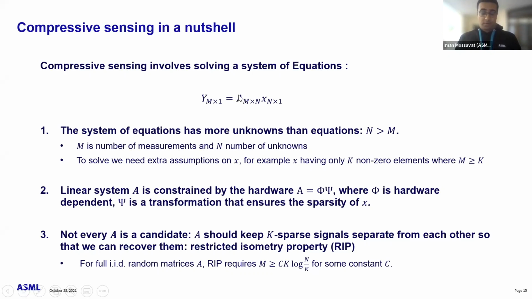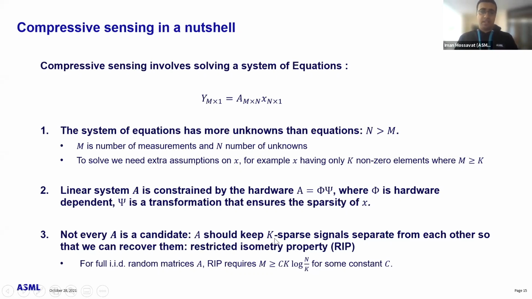If you look at it from a hardware perspective, which is generally relevant for my company ASML, you generally see that A is constrained by hardware because it has two components. One is the measurement matrix phi. This is hardware dependent, and psi is more data science algorithm related, a transformation. Not every A allows you to solve this system. It has to have some properties.